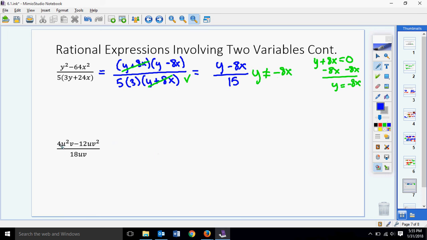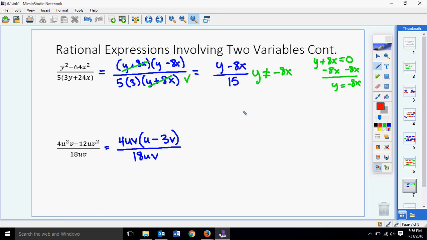Down below, I notice that I can factor something out. I can take out a 4uv. That's a lot that I can take out because each term, this one and this one, both have a 4. They both have at least one u and at least one v. So when I take out a 4uv, I'm left with 1u here minus 3 and 1v. In the denominator, I have 18uv.